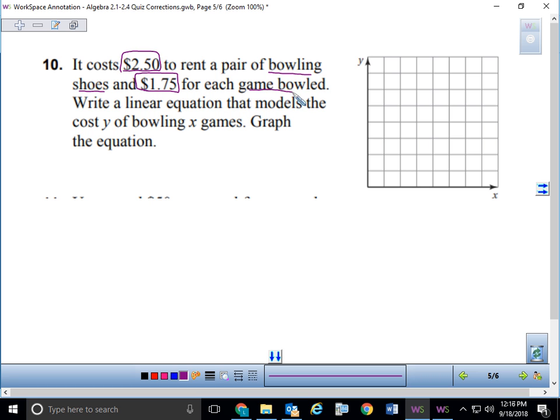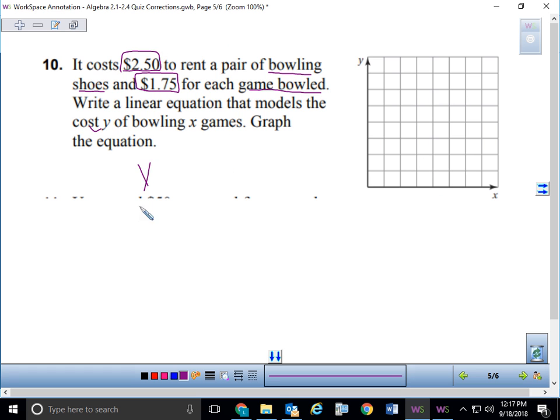Well, I don't know how many games I'm bowling yet. Here it says, write a linear equation that models the cost y of bowling x games. And we're going to graph the equation. Okay, we'll write a linear equation that models cost. So these two go together, total cost and how many games I'm actually bowling. Well, looking at our bowling shoes to begin with, I am not renting multiple pairs of bowling shoes. That is a one-time fee.